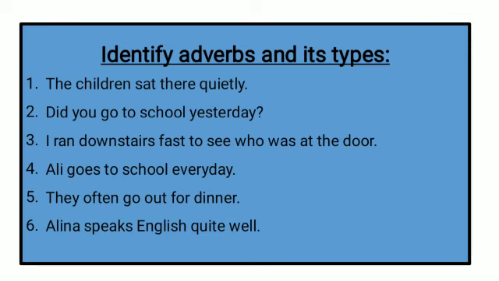Okay, beta, the first one is: The children sat there quietly. In this there are actually two adverbs. The first one is: the children sat there. Where did the children sit? There. So this word "there" is the adverb of place. How did the children sit? They sit quietly. So "quietly" is answering the question how? Adverb of manner.